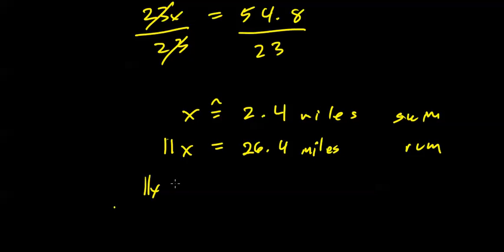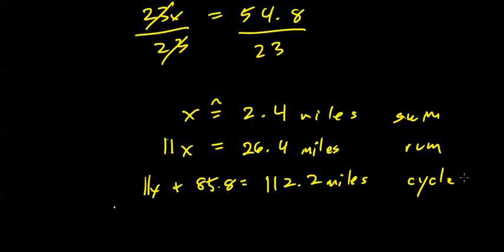And so 11x plus 85.8. Just add to that previous value, 85.8. It's 85.8 plus 26.4, 112.2. And that sounds about right. If you watch triathlons on TV, that sounds about right. So, there's the cycling portion.